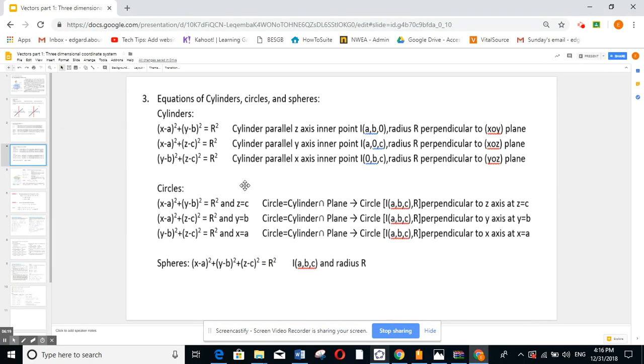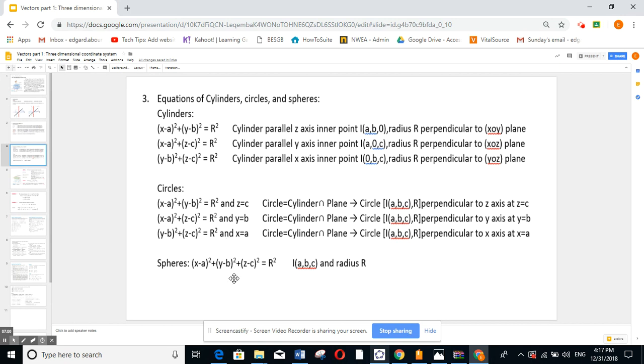So here, you can read that by yourself. If you have a form like that, it's a circle. Why? Because it's the intersection between that cylinder and the plane z equal to c. It's a circle whose center is a, b, c, perpendicular to the z-axis at z equal to c. Here, it's a circle which is the intersection between this cylinder and that plane, whose center is a, b, c because y is b and z is c, with radius r, perpendicular to the y-axis at the point y equal to b.